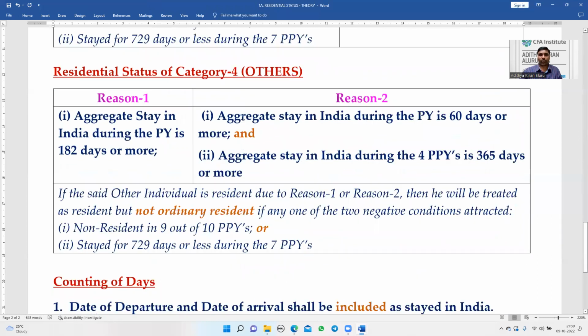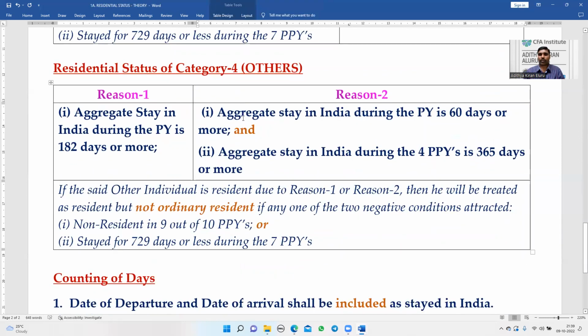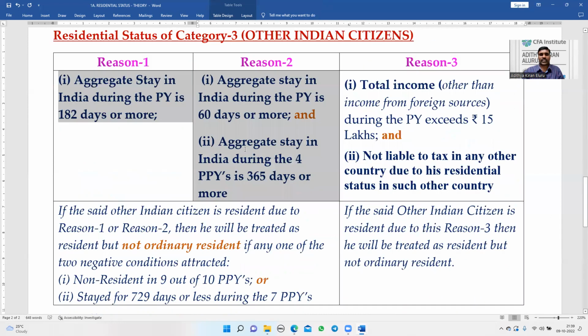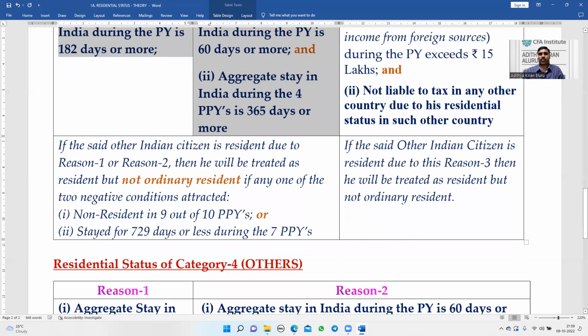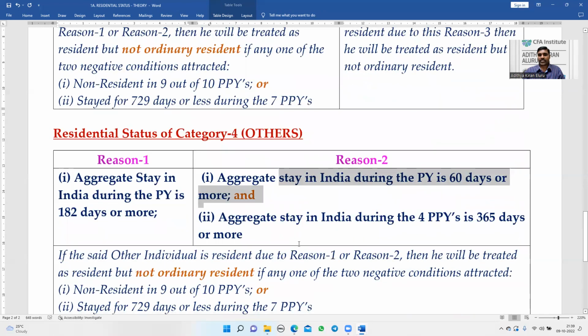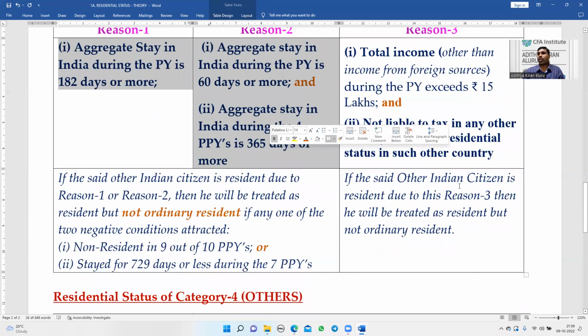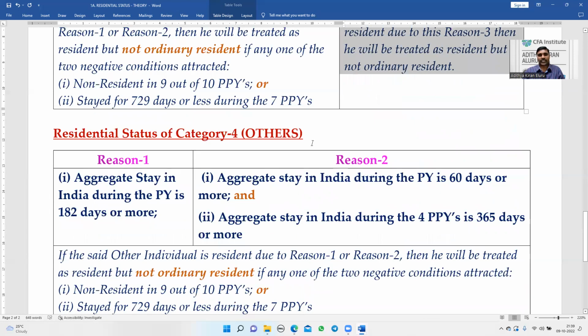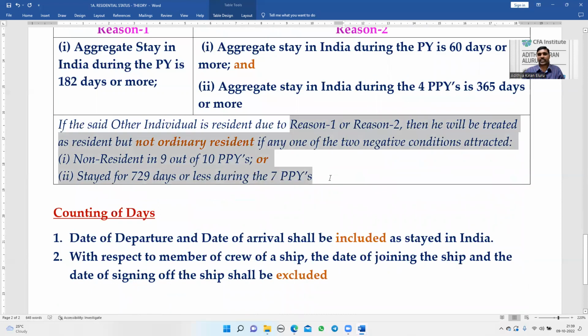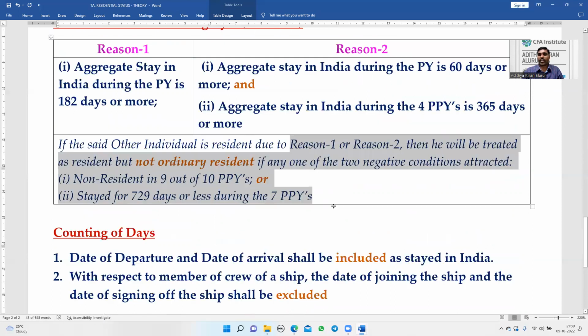Now coming to category 4, residential status of category 4 people. Category 4 people have two reasons: 182 days or more, and 60 days or more plus 365 days. These first two reasons come as they are, and reason 3 will not be there. But the same thing applies: we have to check the negative conditions. If any one of these two negative conditions is satisfied, they will become resident but not ordinary resident.